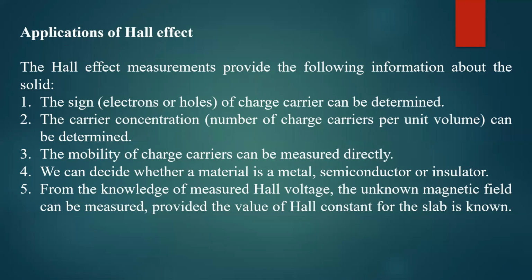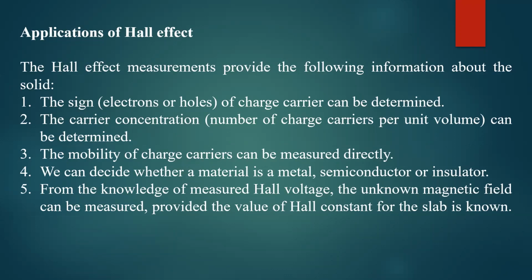Then we can decide whether the material is a metal, semiconductor, or insulator. Based on the Hall electric field developed, you can find out which it is. A higher magnitude of Hall voltage means that the material is a metal. An intermediate value of Hall voltage indicates that the material is a semiconductor. If there is no Hall effect, it means that the material is an insulator. Metal gives a higher magnitude of Hall voltage, and a semiconductor gives an intermediate value. Based on that, by the Hall effect experiment you can decide whether the material is a metal, semiconductor, or insulator.